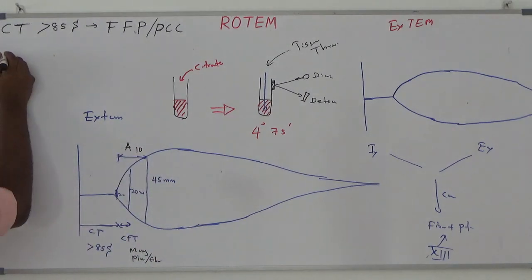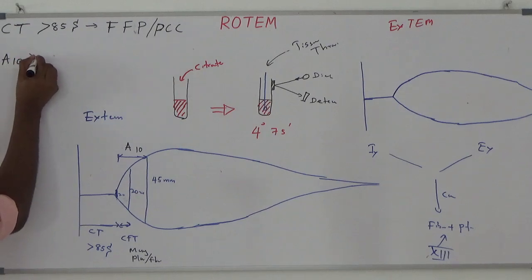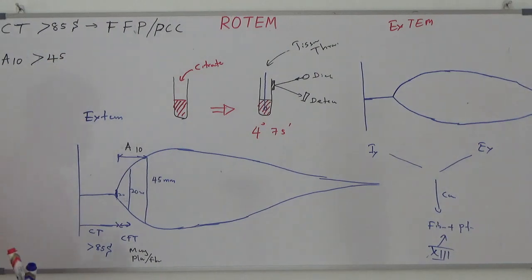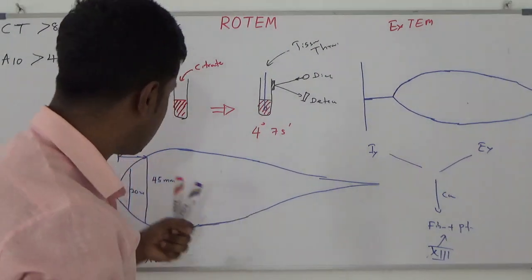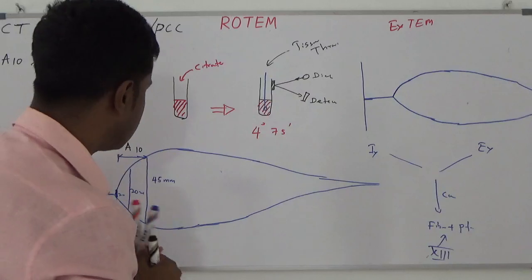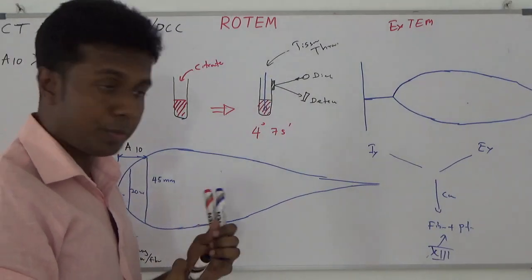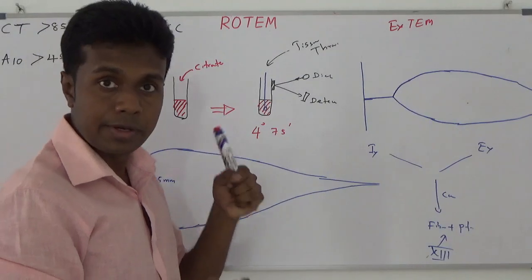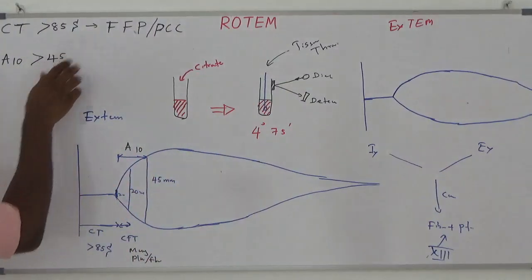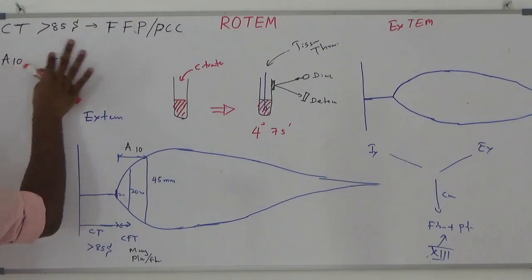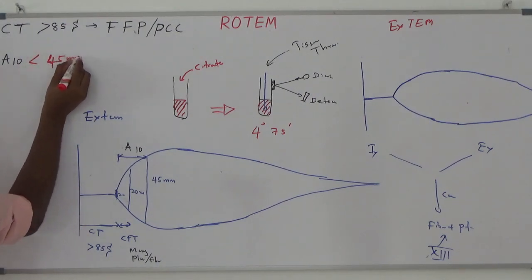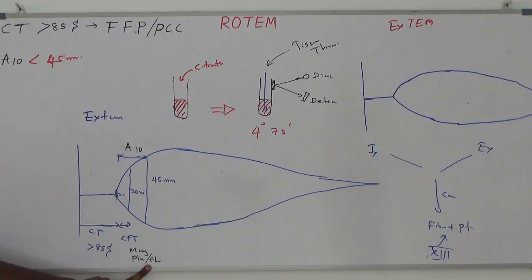If you find your patient with A10 less than 45, and if it is more than 45, it doesn't matter. That means your patient has good coagulation capacity, or sometimes it may be due to hypercoagulation. In that case also you have to do something. If your patient has more than 45 mm of A10, it doesn't matter, no risk of bleeding. But if your patient has an A10 less than 45, it may be due to lack of platelets or fibrin.